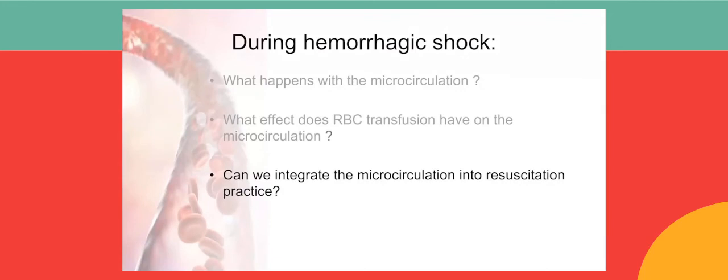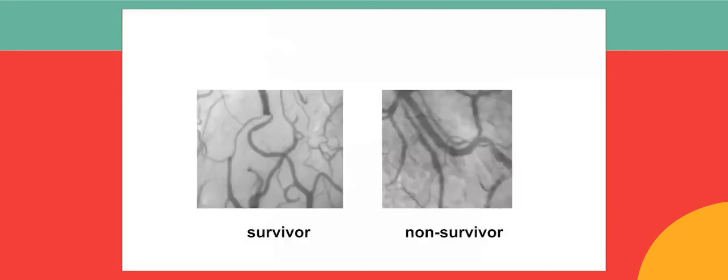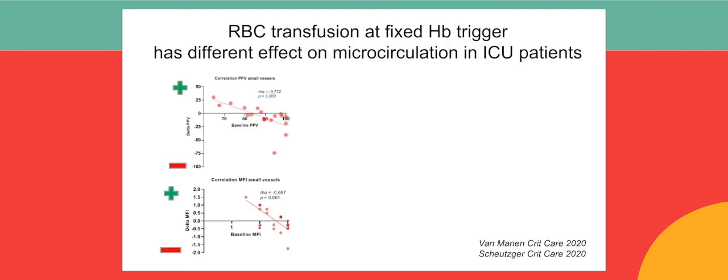So can we integrate this into our transfusion practice? And is this relevant? Yes, it is highly relevant, because this is the microcirculation of a survivor of a septic shock, or of a hemorrhagic shock, and this is a non-survivor. So you can see that improvement of the microcirculatory flow is associated with survival.